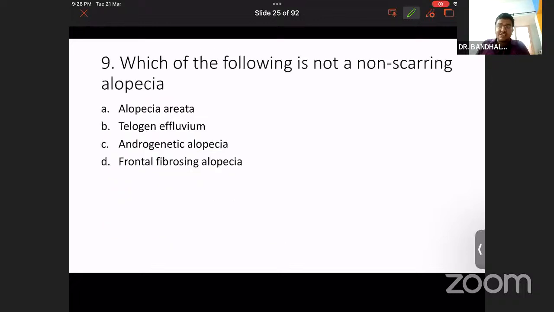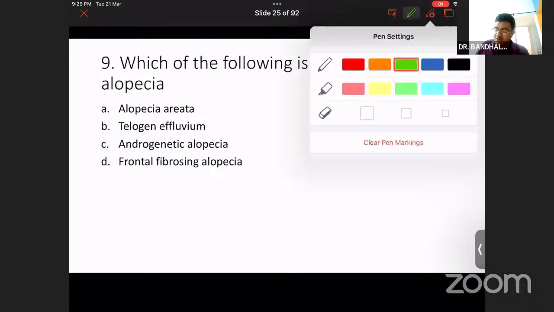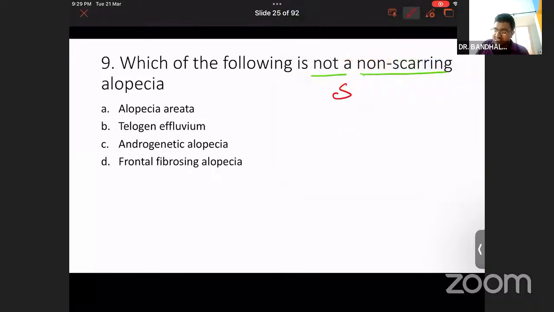The next question is, which of the following is not a non-scarring alopecia? Option A, alopecia areata; option B, telogen effluvium; option C, androgenetic alopecia; option D, frontal fibrosing alopecia. First, read the question properly: which is not a non-scarring alopecia. So they are indirectly asking which is a scarring alopecia out of these, right? This is the direct way.